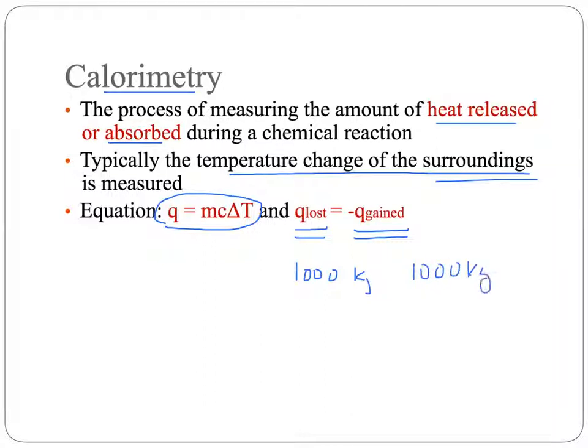The value will be the same, so if this is 1,000 kilojoules, this will also be 1,000 kilojoules. But one of them will be negative, because negative shows that heat is being released, and one will be positive, showing that heat is being absorbed. So when heat is lost, it gives a negative value. When heat is being absorbed, it is a positive value. We see that again when we go on to endothermic and exothermic reactions. Negative means exothermic, heat goes out, and positive is endothermic.